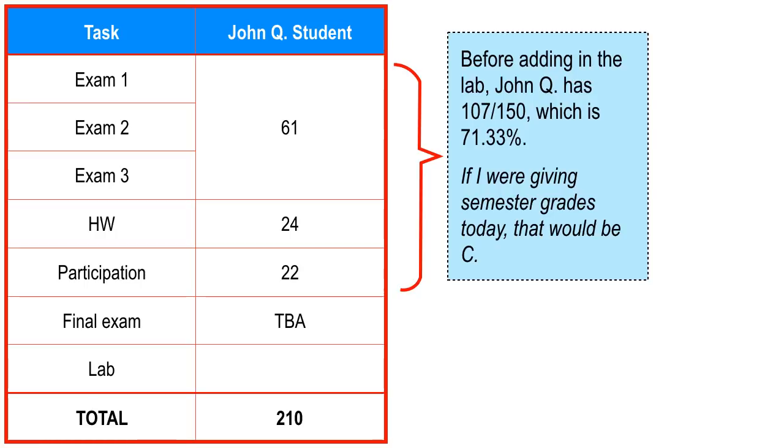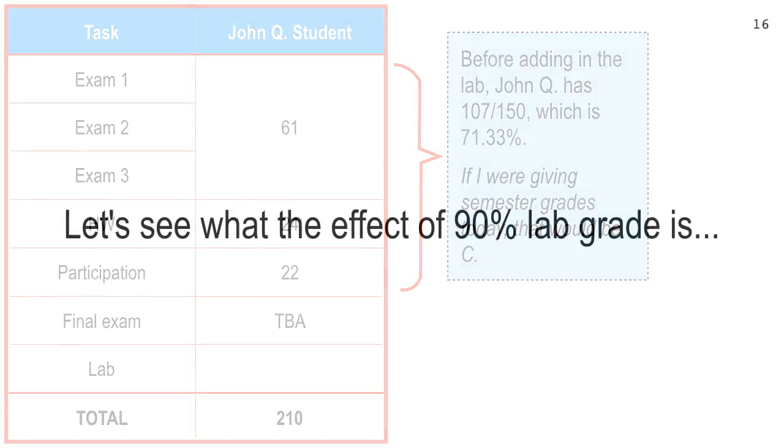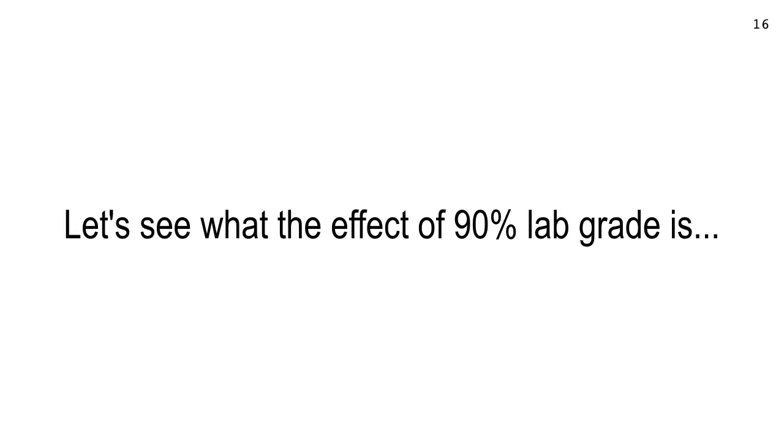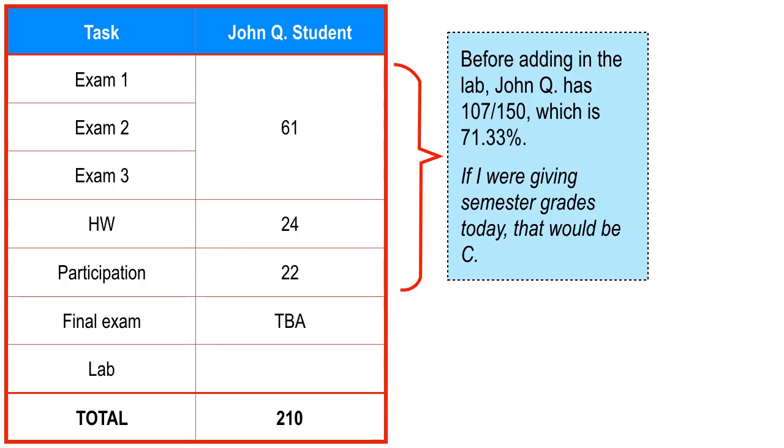What's your question over there? Yeah, let's do the lab. Let's see what the effect of the 90% lab grade is. Because like right here, he's doing okay, 71.39. He's within striking range of a B, but that actually is a C.